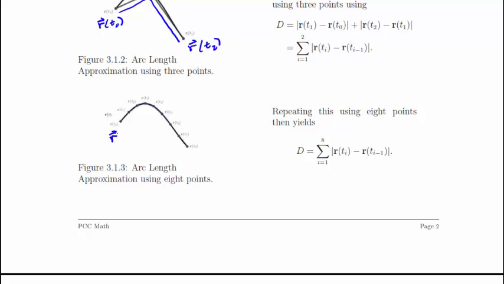We have r of t naught, and we have the distance from that to r of t1, and then r of t2, and 3, 4, 5, 6, r of t7, and r of t sub 8. So look at this. This is a slight typo. This is actually 9 points, isn't it?